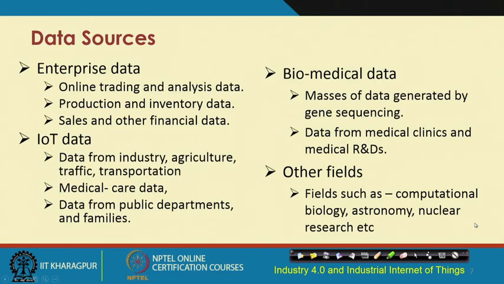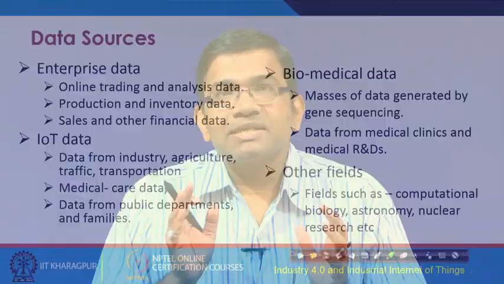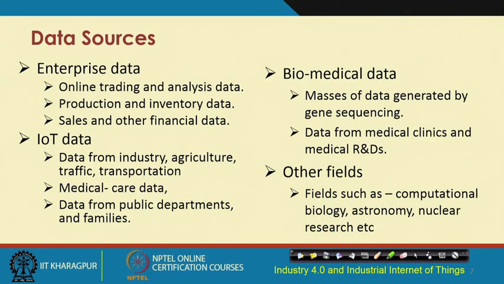So, data can be generated from different sources. It can be enterprise data, which covers trading data, data coming from different machinery, from different systems and parts of the systems, sales data, financial data, productivity data, inventory data, all kinds of enterprise data. Then IoT data, that means all the machinery in different industries: manufacturing, transportation, agriculture, etcetera. The sensors and the IoT devices that are fitted continuously generate a lot of data. So, that is the IoT data that we are talking about in the context of industries.